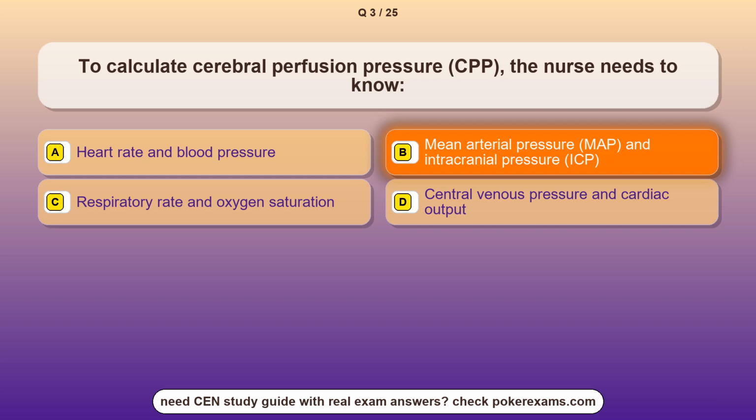The correct answer is option B. Mean arterial pressure, MAP, and intracranial pressure, ICP.